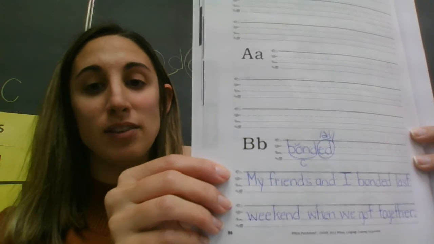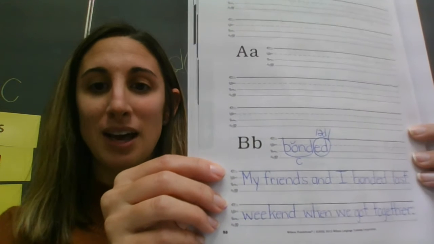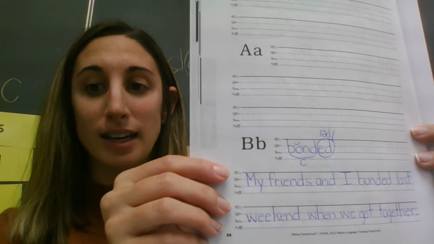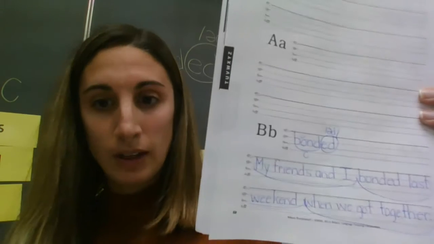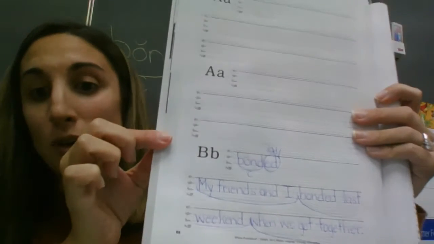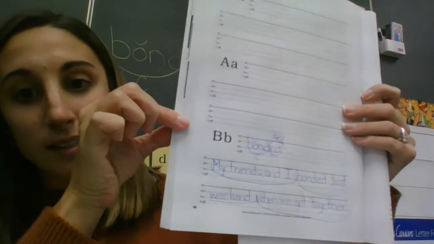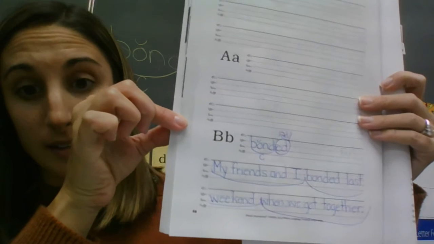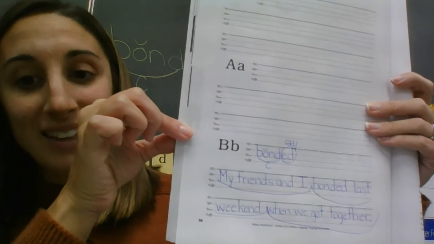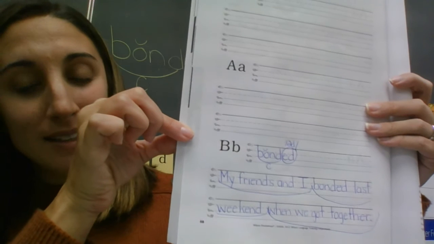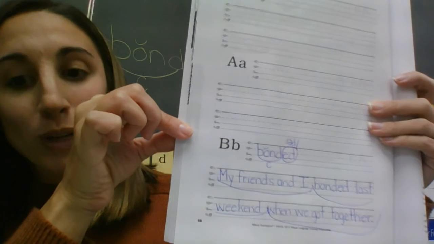When you are finished, you're going to hit play and see if my scoops are the same as your scoops. My friends and I bonded last weekend when we got together. Again, pause it and check back. I personally chose to scoop my sentence into 3 phrases. So you'll notice my first one was, my friends and I. Then, bonded last weekend. And lastly, when we got together.